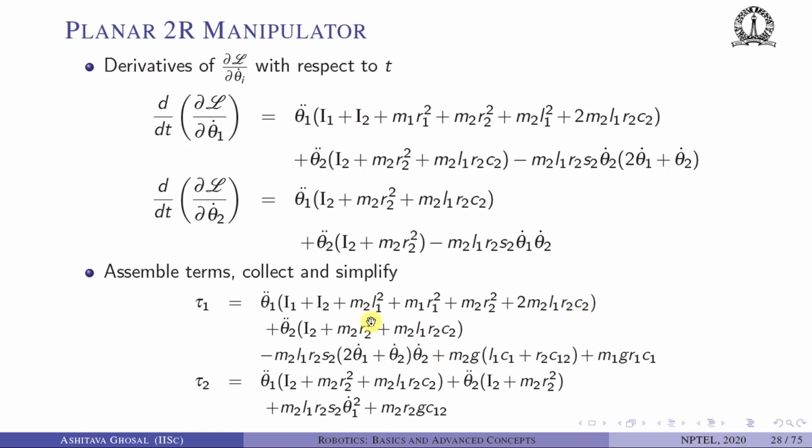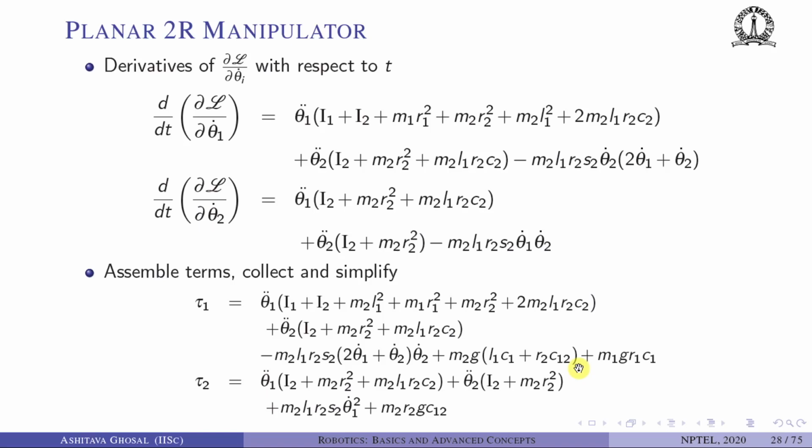The second joint acceleration, theta 2 double dot, is also multiplied by I2, m2 r2 square plus m2 l1 r2 c2. So again, the inertia seen by the second joint has some terms which contain theta 2. Then we have two additional terms, 2 theta 1 dot theta 2 dot and theta 2 dot square. This is like the centripetal term, and this is like the Coriolis term. We know that if you have a rigid body which is moving and the coordinate system is also moving, we have these Coriolis and centripetal terms. Finally, we have a term which is m2 g into l1 c1 minus r2 c12, and m1 g r1 c1. These correspond to the torque due to gravity. Gravity is acting at the CG, so the joint will see some torque.